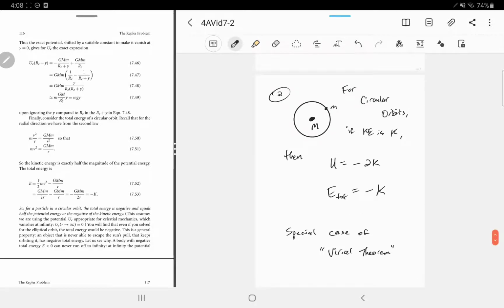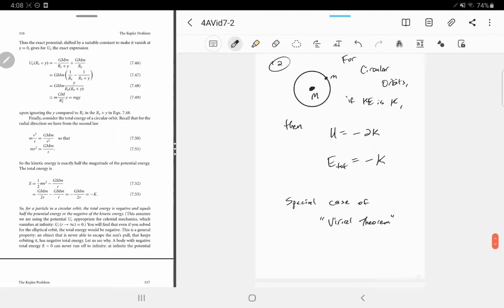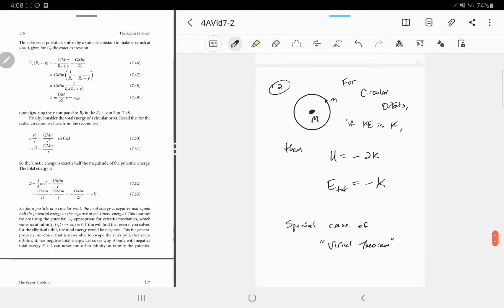This is true at any instant for a circular orbit. For an ellipse, this is true time averaged over one whole orbit, because obviously the kinetic energy is changing as the thing gets closer to the sun and away from the sun. So you could read about that if you're interested. I at least wanted to mention it.